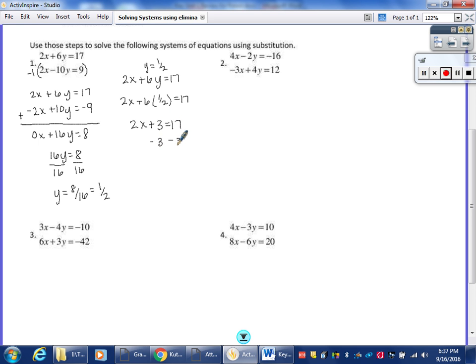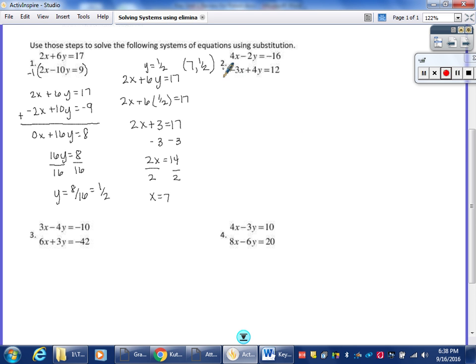Subtract 3 from both sides, and you get 2x is equal to 14. Divide both sides by 2. You get x is equal to 7. And so my solution to this system is the point (7, 1/2). That's my solution. Alright guys, pause the video and try 2, 3, and 4 on your own, and then come back when you're done and check your answers.